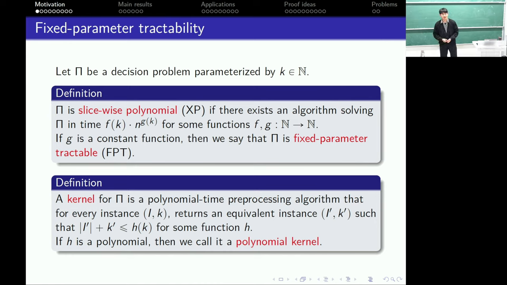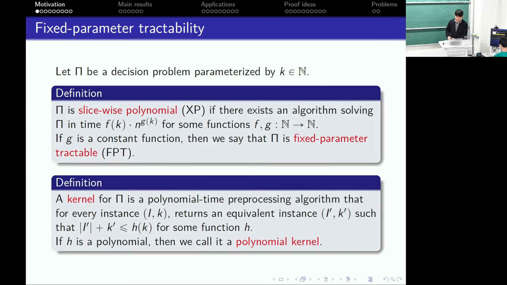You can easily see that if we fix some constant for k, then these problems can be solved in polynomial time. And even more, if the function g is a constant in k, then we say that it is fixed parameter tractable. It means that no matter how we fix k, the order of the polynomial in the running time doesn't change. It is well known that a problem is fixed parameter tractable if and only if it is decidable and admits a kernel. Now the definition of a kernel is as follows.